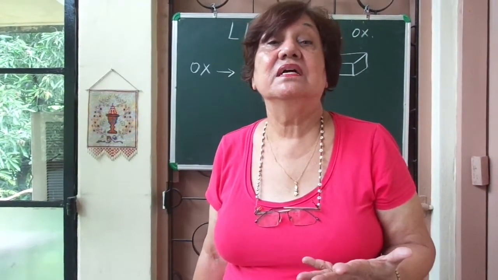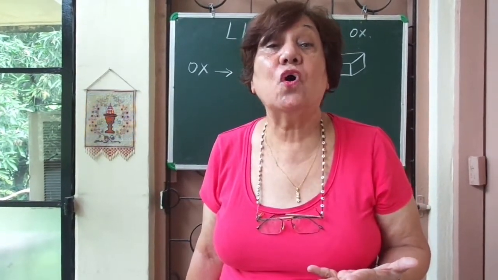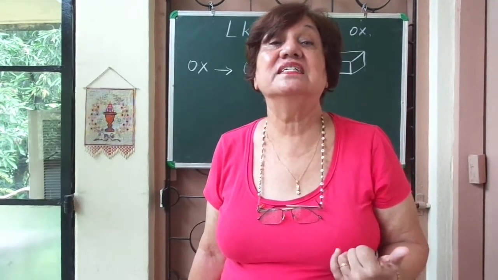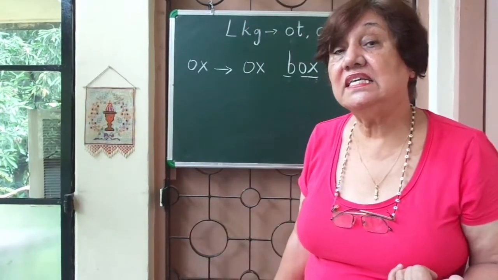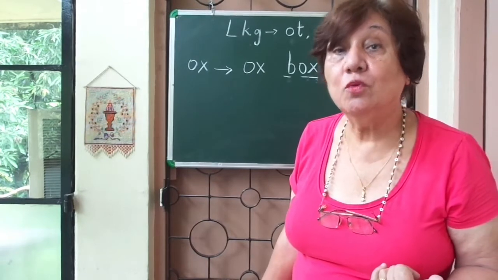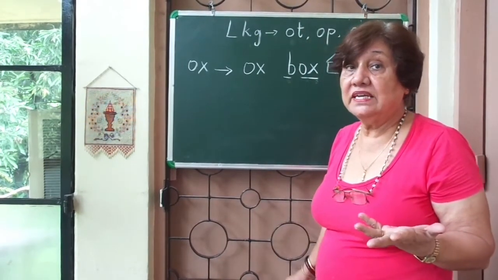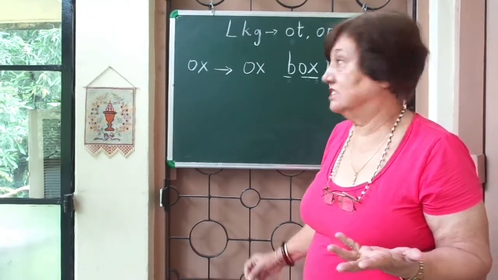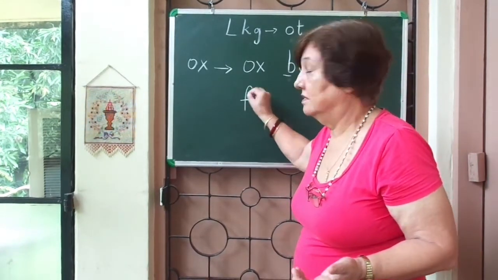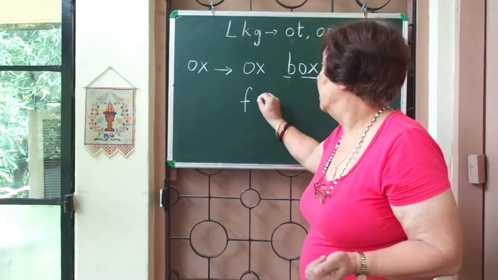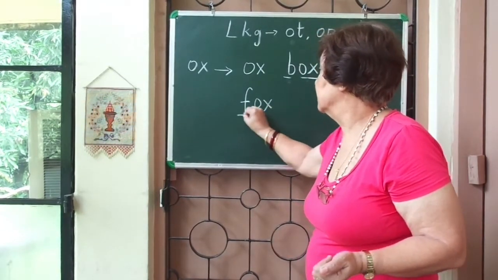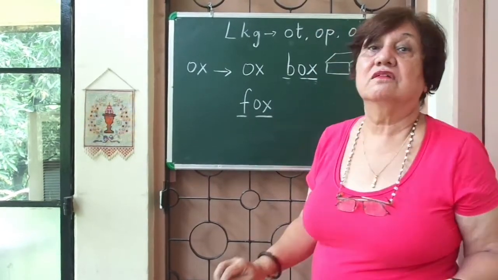And this animal looks like a dog. You find it in the jungle. You know what it's called in Hindi? It's called a lomri. Yes? So, what do you call a lomri in English? Fox. F says f. O-X is ox. F, ox, fox.